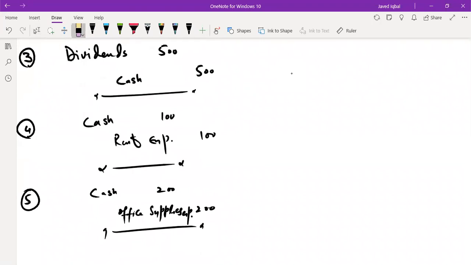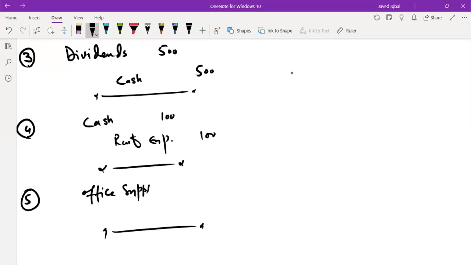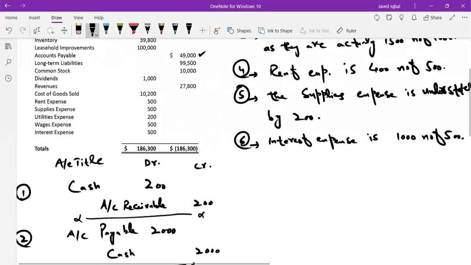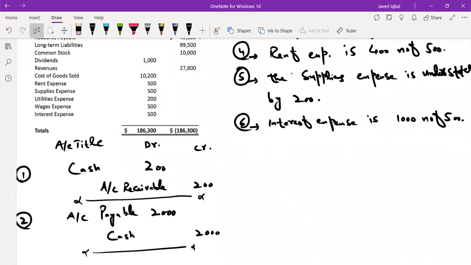So we need to change this, since it is understated, not overstated. Understated means it should have been 700, instead it's showing 500 as a balance. So you have to incur more office supplies expense. How much? 200. And obviously, this expense will be paid by cash, 200. If it would have been overstated, the previous situation applies, but it is actually understated, so it needs to go up by 200.